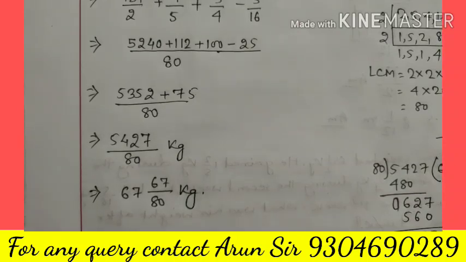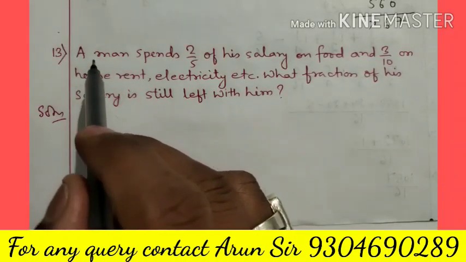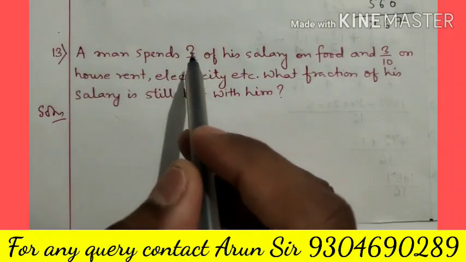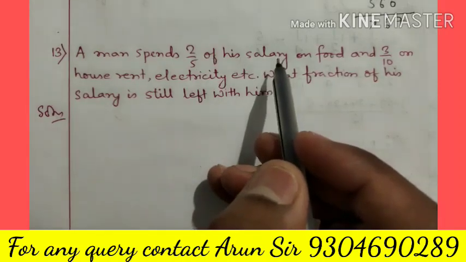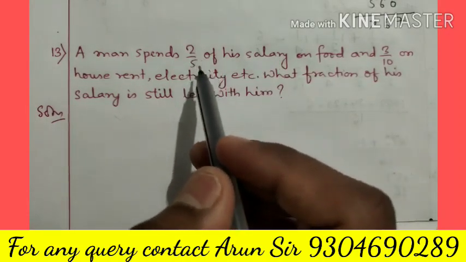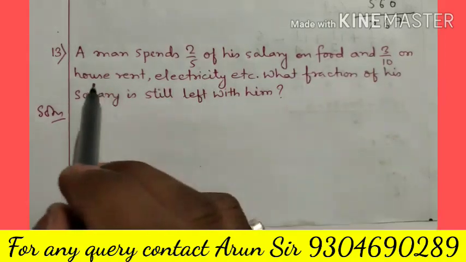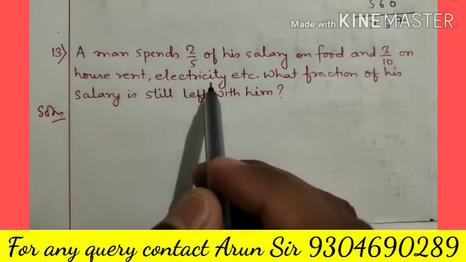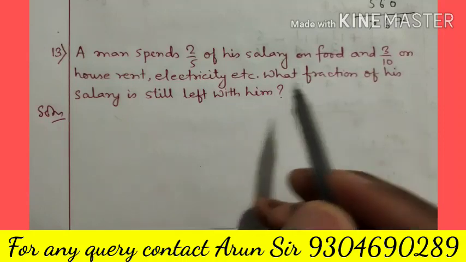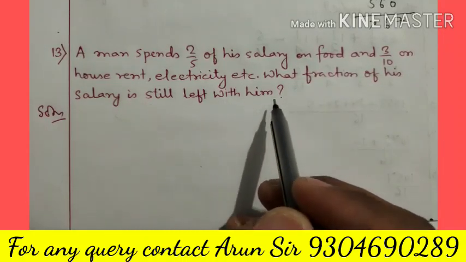Next we will see question number 13. Question number 13 is saying a man spent 2 by 5 of his salary out of his salary on food, 3 by 10 part on house rent, electricity, etc. What fraction of his salary is still left with him?